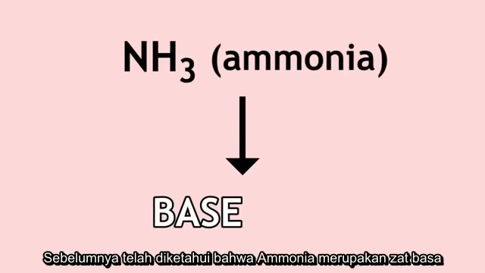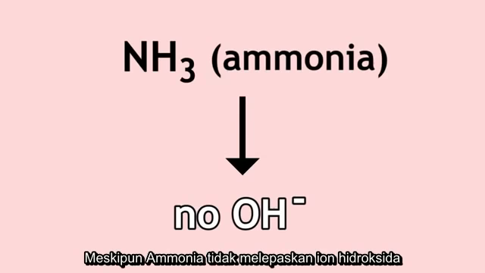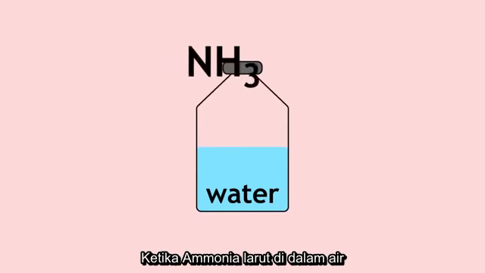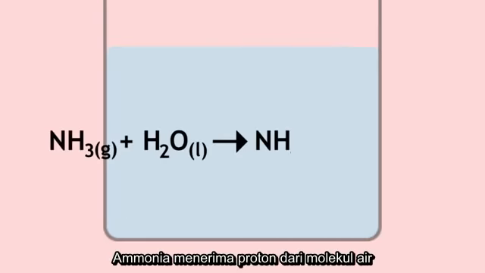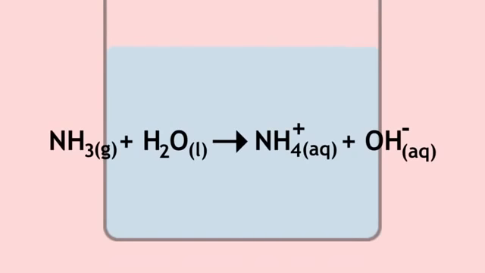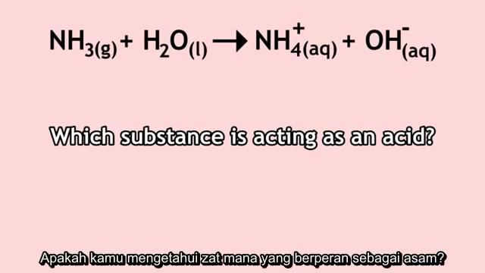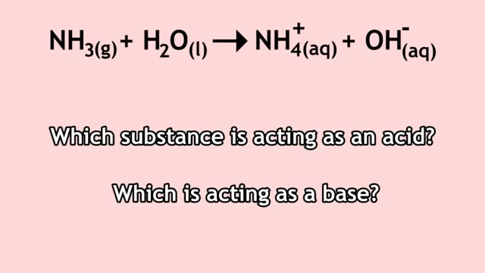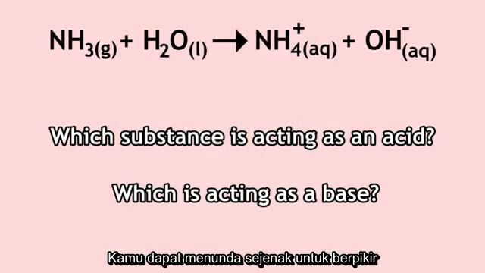In the introduction, we mentioned that ammonia acts as a base even though it does not release hydroxide ions, which is stipulated in the Arrhenius theory. When ammonia dissolves in water, it accepts a proton from water. Notice that this reaction also involves a proton transfer. Can you figure out which substance is acting as an acid in this example? Which is acting as a base? Please pause the lesson to think about this and resume when you are ready.